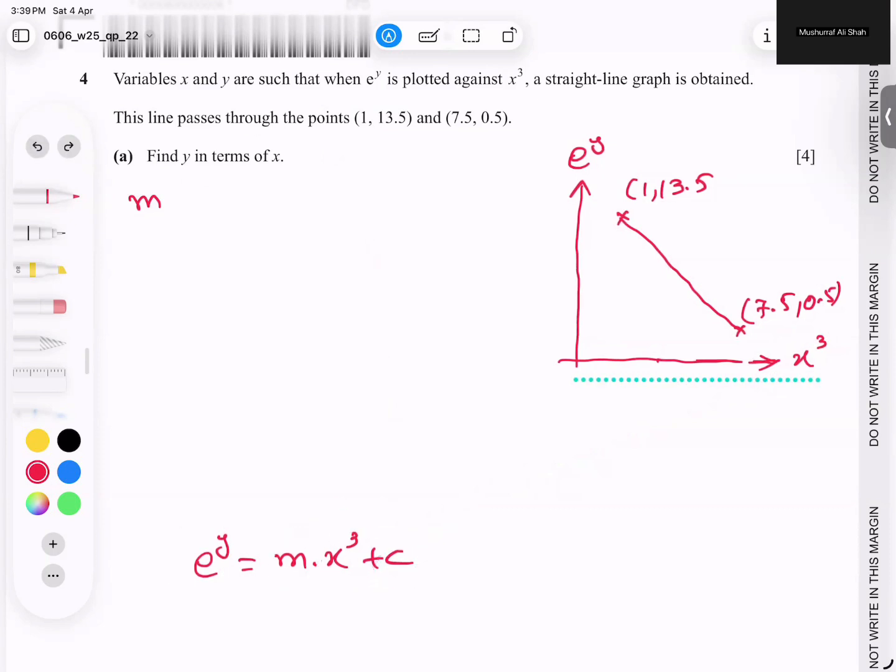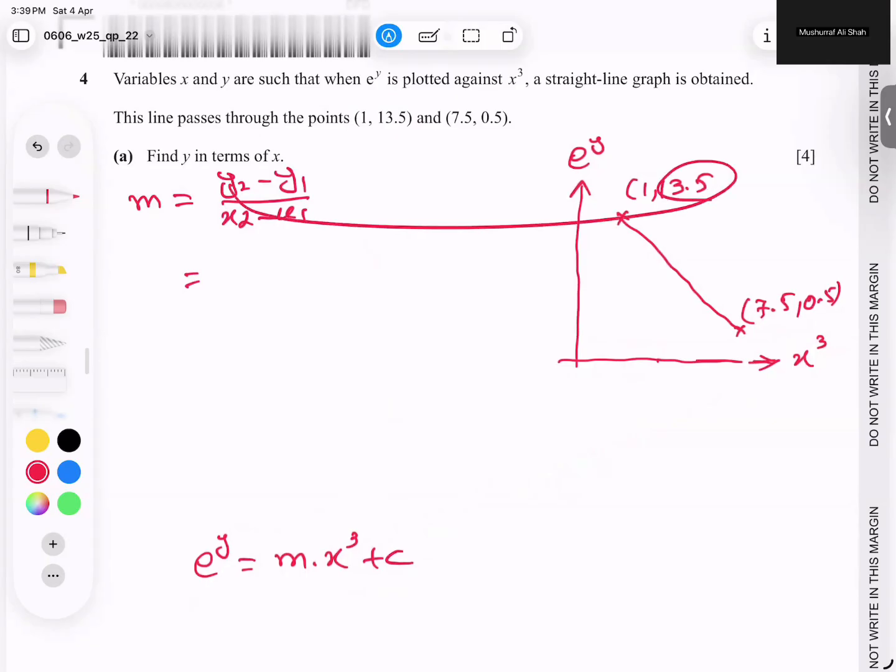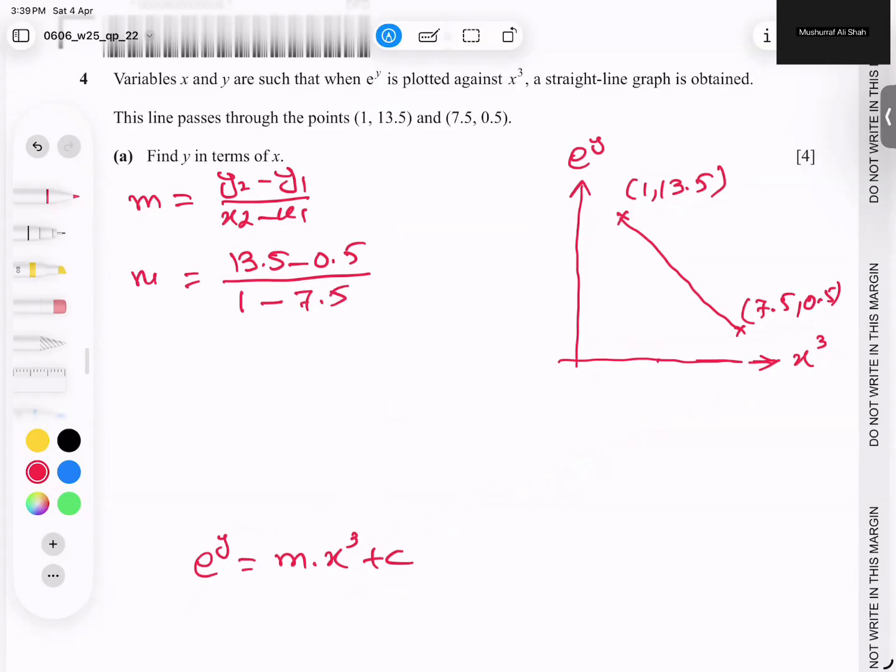So let's find the gradient formula. All of you know y2 minus y1 over x2 minus x1. I'm starting from the bigger number, 13.5, though we can start from any point, minus 0.5 over 1 minus 7.5. If I type this in the calculator, 13.5 minus 0.5 and 1 minus 7.5, I'm getting -2. So I got this.